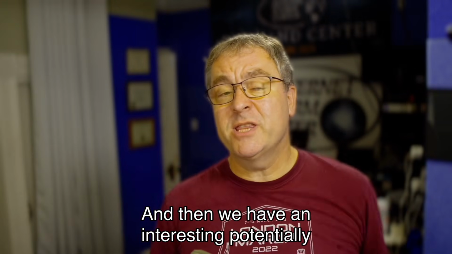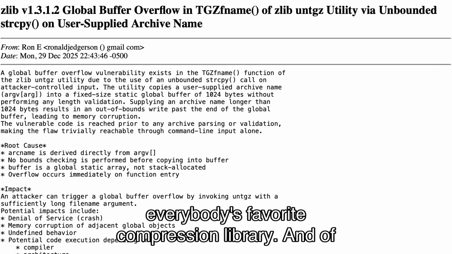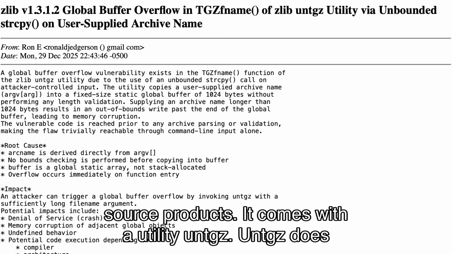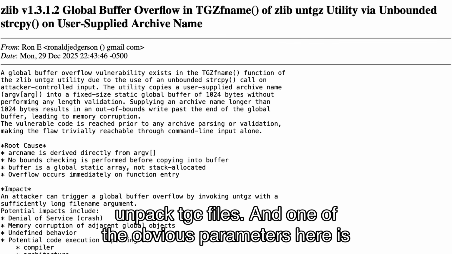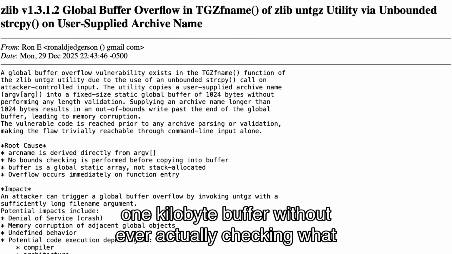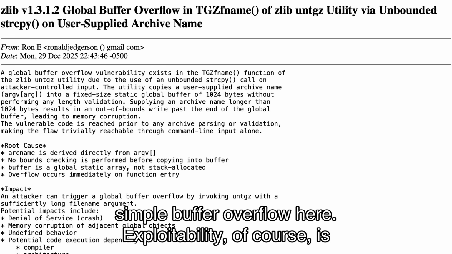And then we have an interesting, potentially critical vulnerability in zlib. Zlib, well, that's everybody's favorite compression library. And of course, it's part of many commercial and open source products. It comes with a utility, untgz. Untgz unpacks TGZ files, and one of the obvious parameters here is the file name. The file name is then being copied into a 1 kilobyte buffer without ever checking the length of that file name. So we have a very classic, simple buffer overflow here.